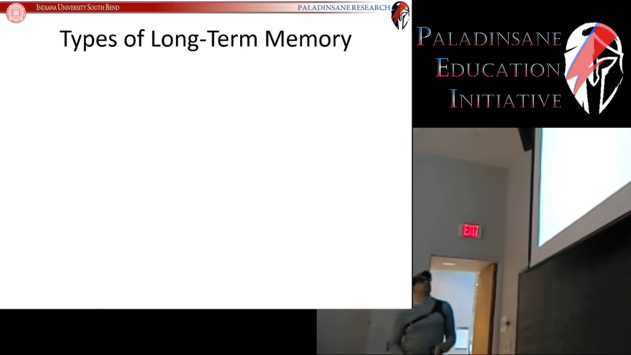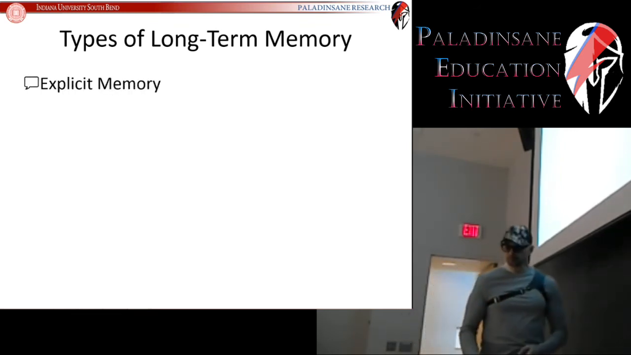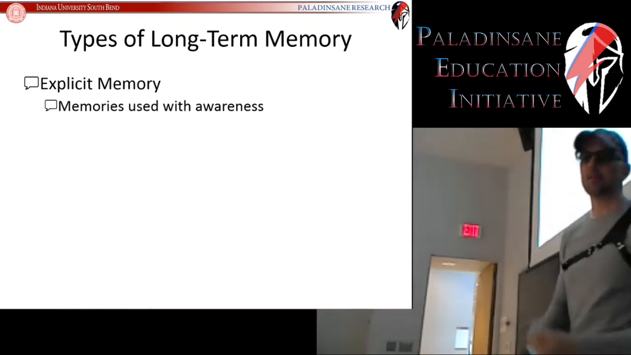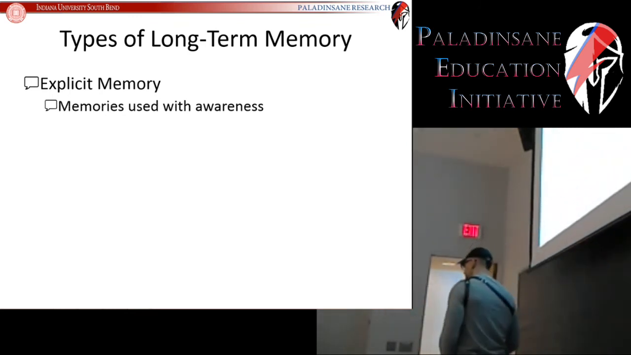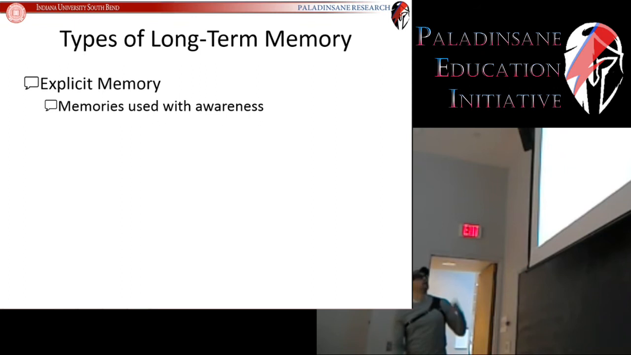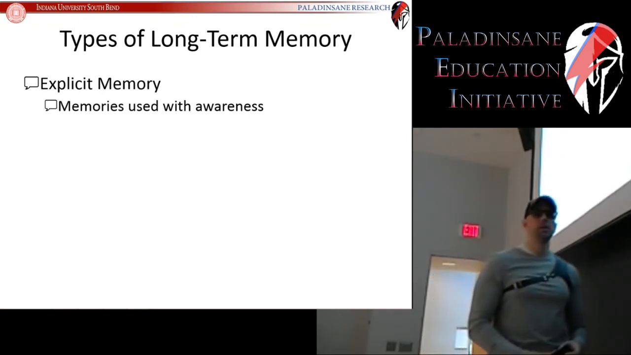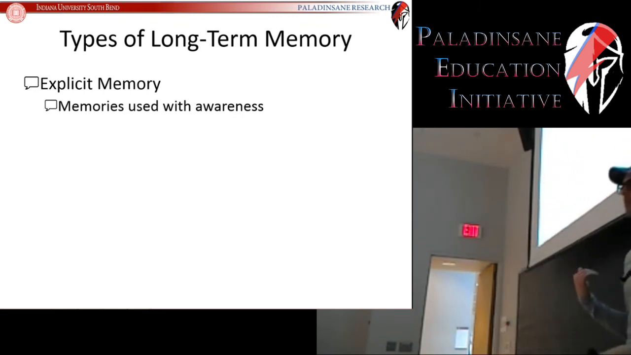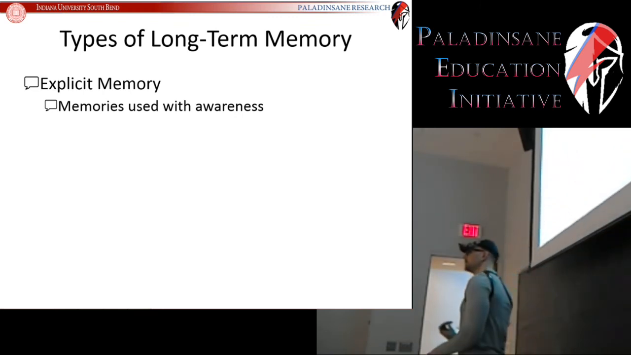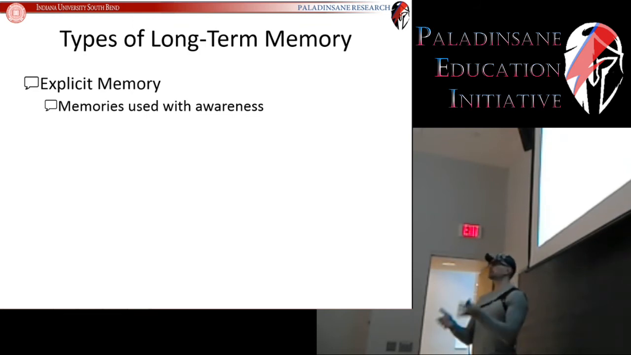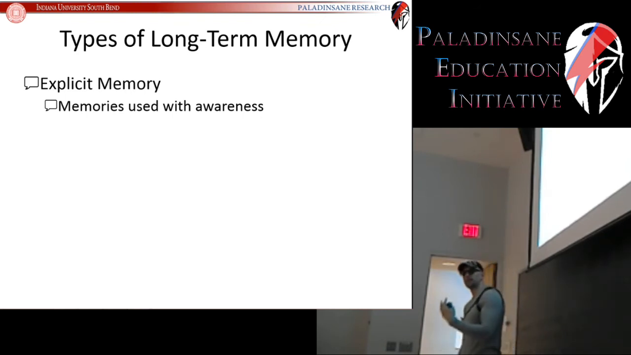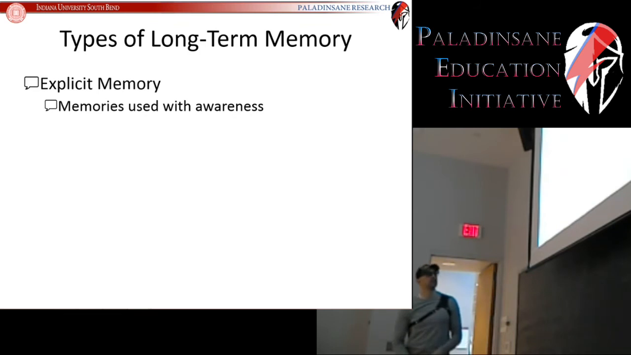All right, so long-term memory, different types of long-term memory. We have a few different ways that they'll split up long-term memory. We're going to start off with explicit versus implicit memory. Explicit memory is memories that are used with awareness. These are memories that you are explicitly aware of, that you know you're aware of. You're aware that you know these things.